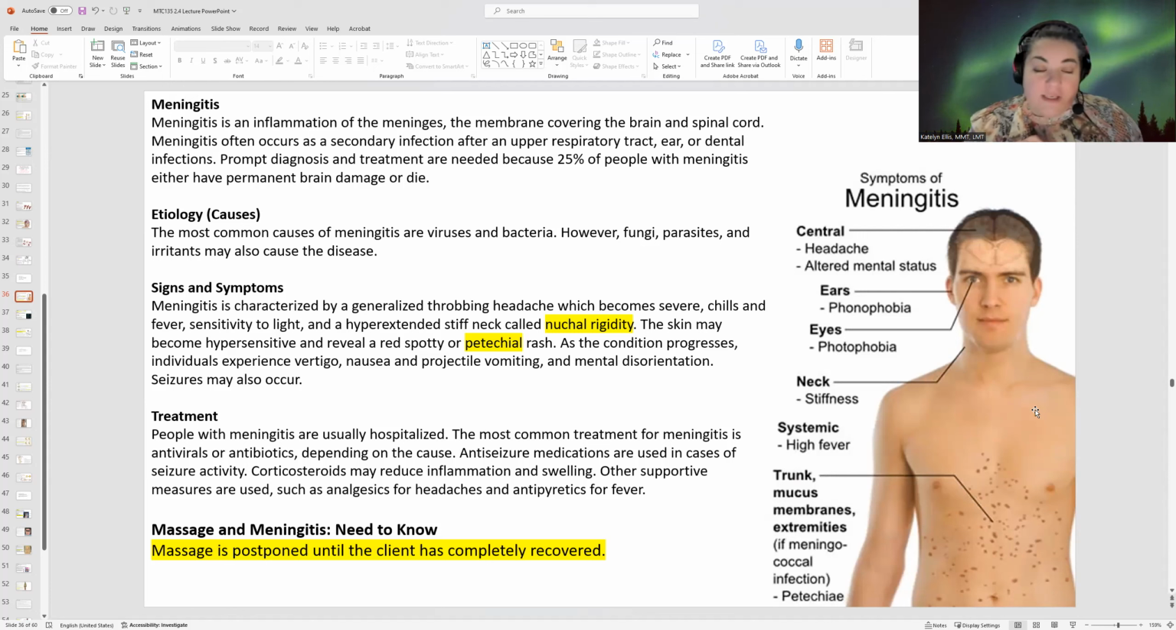People with meningitis are usually hospitalized. I wasn't only hospitalized, I was put in the special sealed room. The most common treatment for meningitis is antivirals or antibiotics, or it could be anti-seizure medications if they're going through that. Massage is postponed until the client has completely recovered, and that is absolutely the case here, especially if you're in quarantine. No one's getting near you. If it's bacterial meningitis, it is very contagious, and you definitely don't want it passing on to people because it can cause permanent brain damage or be fatal.